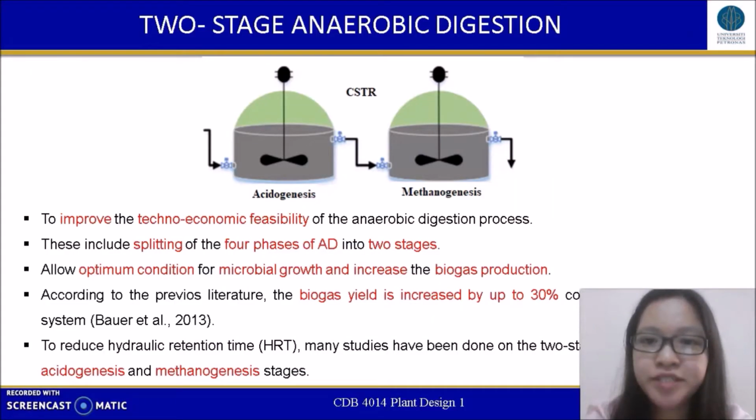Moving on, two-stage anaerobic digestion. Various efforts have been put forth to improve the techno-economic feasibility of the anaerobic digestion process. These include the two-stage anaerobic digestion system, where the 4 phases of anaerobic digestion are split in order to allow optimum conditions for microbial growth, which in turn increases the biogas production. Based on the previous literature, the biogas yield is increased by up to 30% compared to a single-stage system.